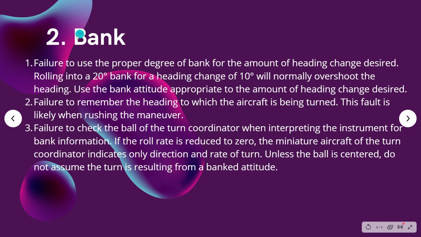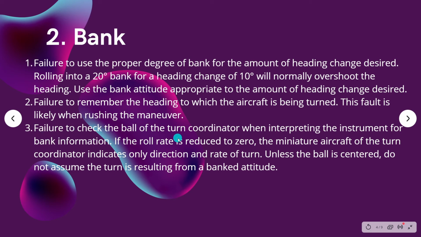Next, we're going to talk about banks and their corresponding faults. First fault, failure to use the proper degree of bank for the amount of heading change desired. Rolling into a 20-degree bank for a heading change of 10 degrees will normally overshoot the heading. Use the bank attitude appropriate to the amount of heading change desired. Next, failure to remember the heading to which the aircraft is being turned. This fault is likely when rushing the maneuver.